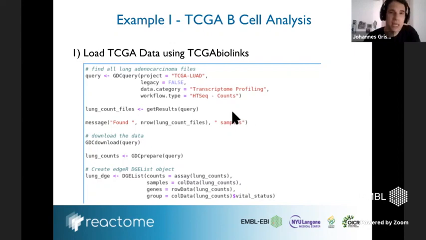TCGA is this huge effort to characterize cancer samples, and you can download the data easily using R again. So here I downloaded the lung adenocarcinoma data. I get this as a DGEList object. By the way, we have these Jupyter notebooks on GitHub. You can find them at the URL at the end. And you get this DGE object.